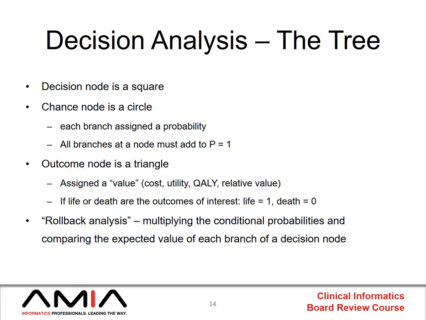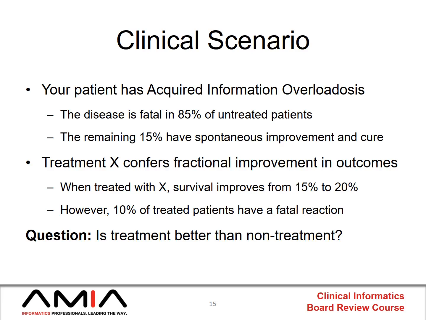And then there's this concept of something called a rollback analysis, which is where you multiply the conditional probabilities and you compare the expected value of each branch of the decision node. So let's take a look at a scenario.